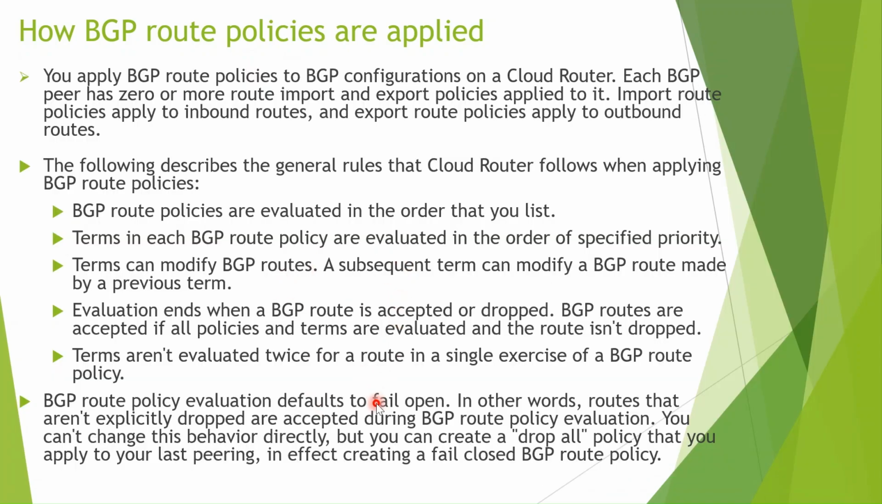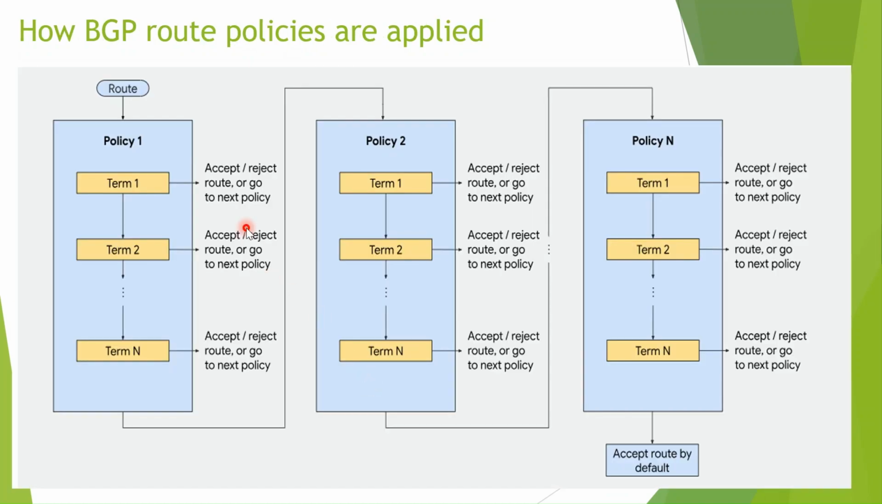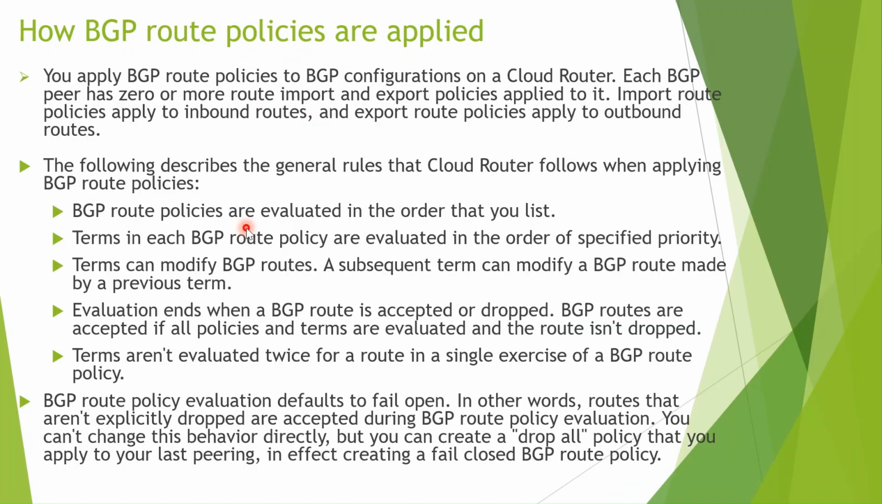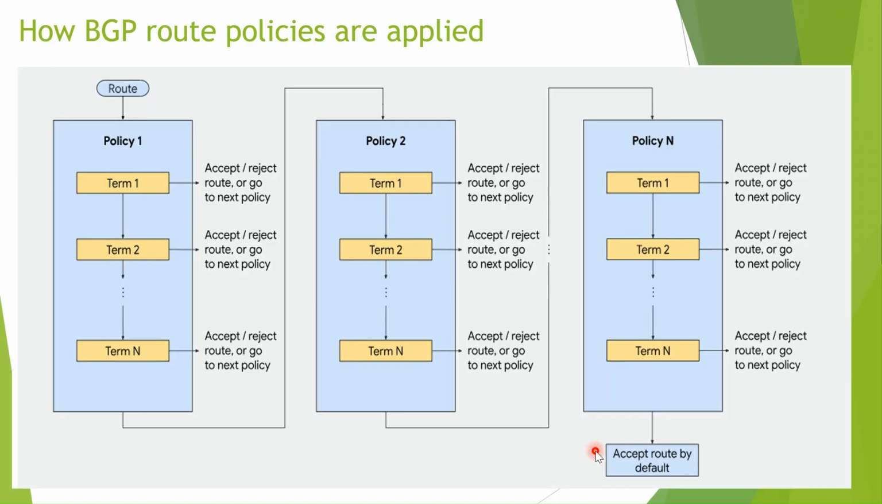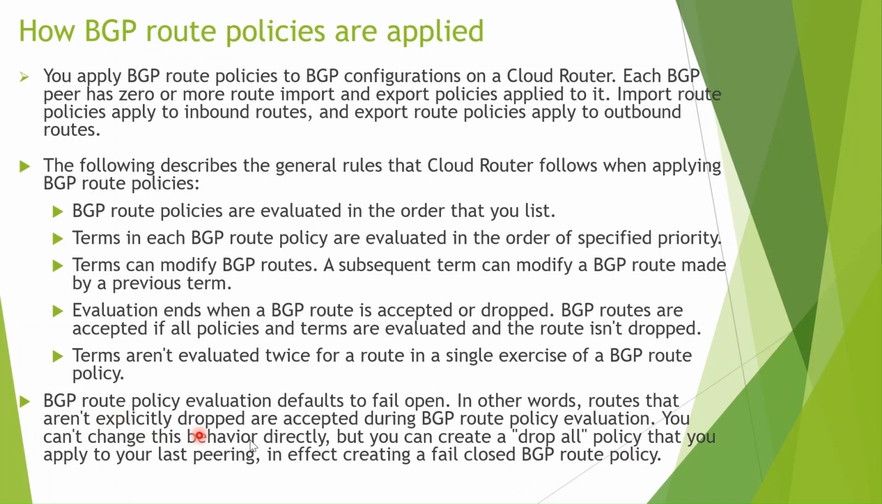But if I don't want this behavior, if I don't have anything in the policy for a specific route, it must be dropped. So for that you get a drop all policy. Basically, if your route is not accepted anywhere, at last it will come and be dropped. This is also known as the fail clause BGP out policy.